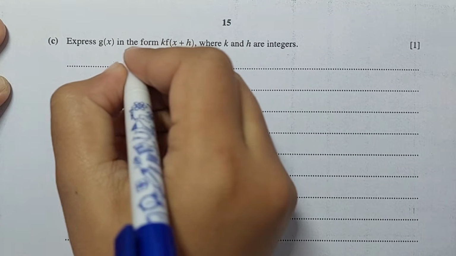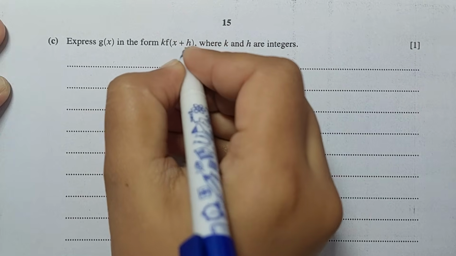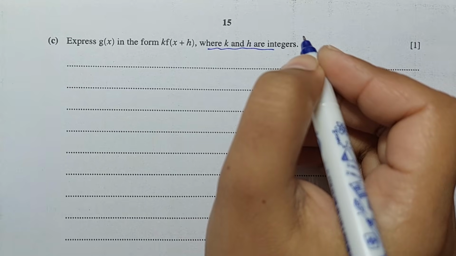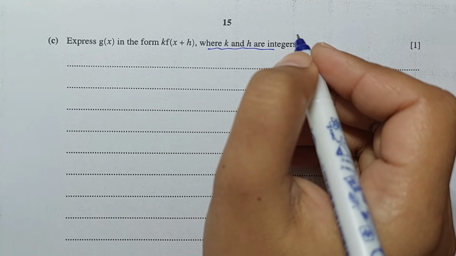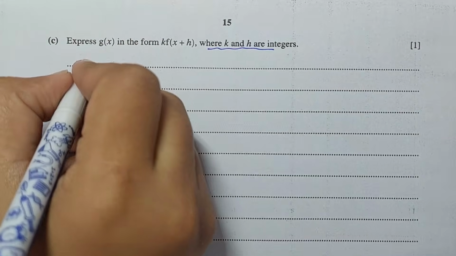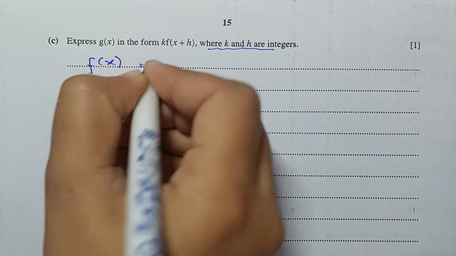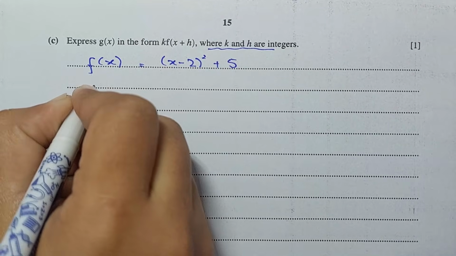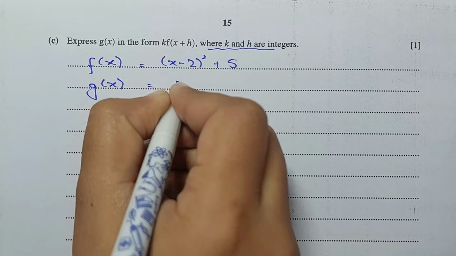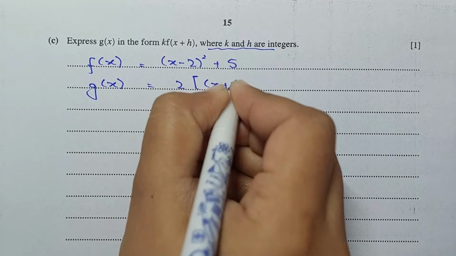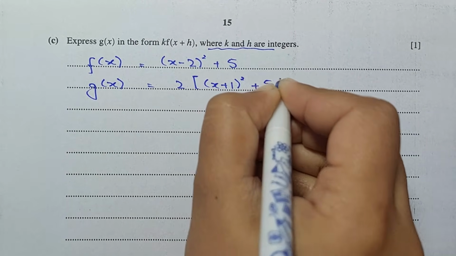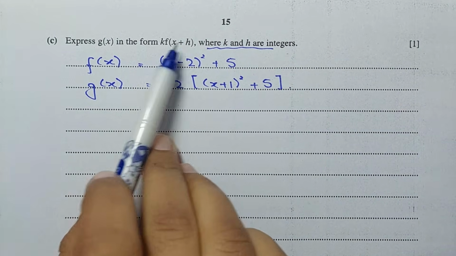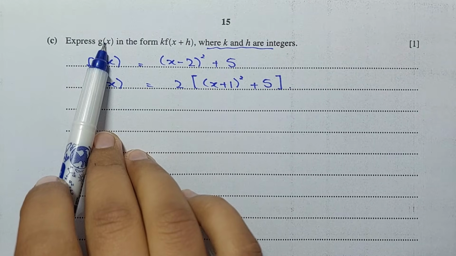Part C, express g of x in the form k f of x plus h, where k and h are integers. Okay, so g of x in terms of f of x we need to express. So if I write both of the functions, f of x is x minus 2 whole square plus 5, and g of x we got is 2 into x plus 1 whole square plus 5. So basically there are two transformations applied on the function f to get the function g.